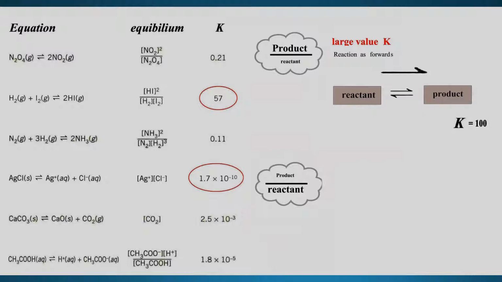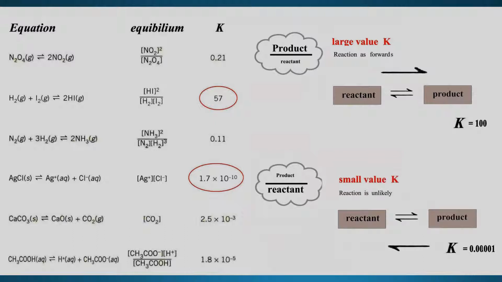When the K value is big, that means you're going to have a lot of product. When the K value is small, that means you will have a lot of reactant. Keep in mind, nothing is absolute.